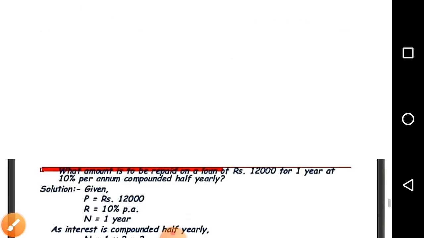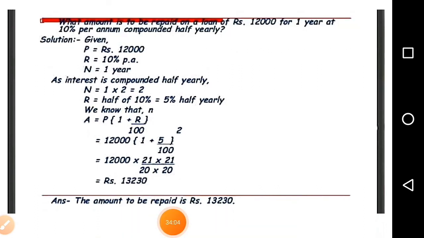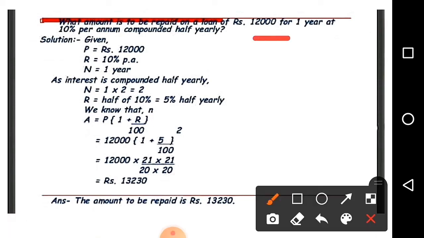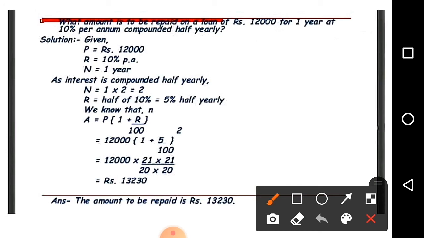Now moving ahead with another example: what amount is to be repaid for a loan of rupees 12,000 for 1 year? Suppose you have taken a loan of 12,000 for 1 year at 10% per annum, where 10% is the rate of interest compounded half yearly. First of all, you need to write down whatever is given in the question. Principal is 12,000, rate is 10% per annum, PA means per annum, n, the number of years, is 1. Now it is compounded half yearly.